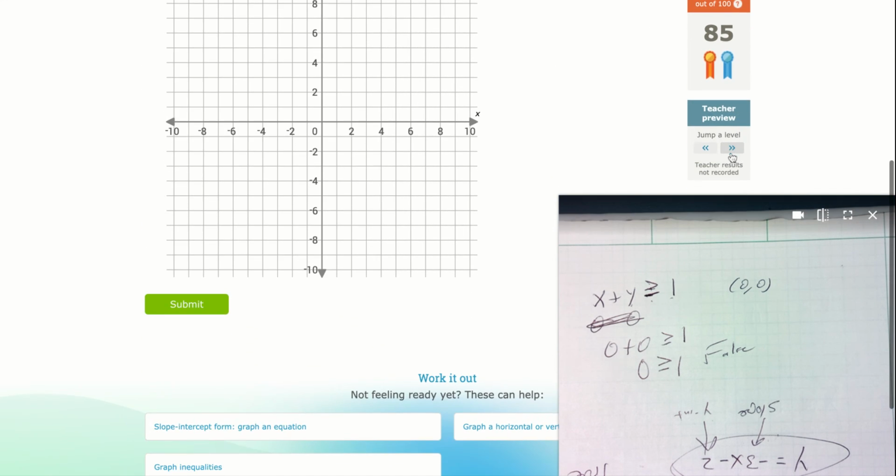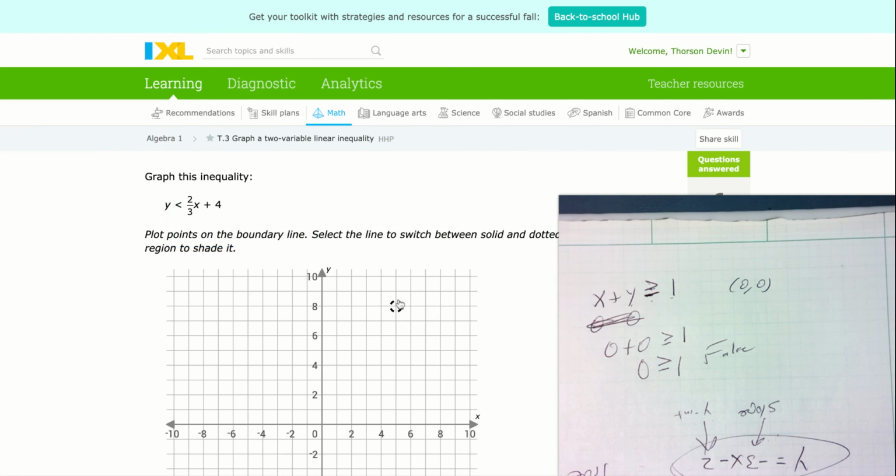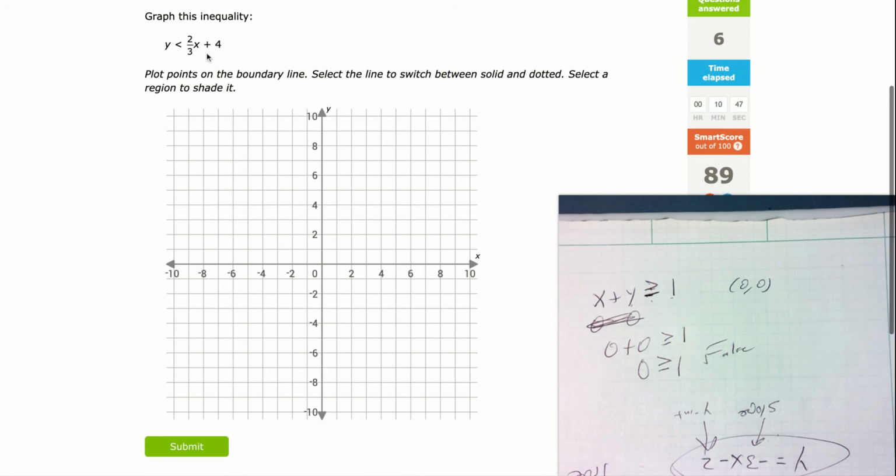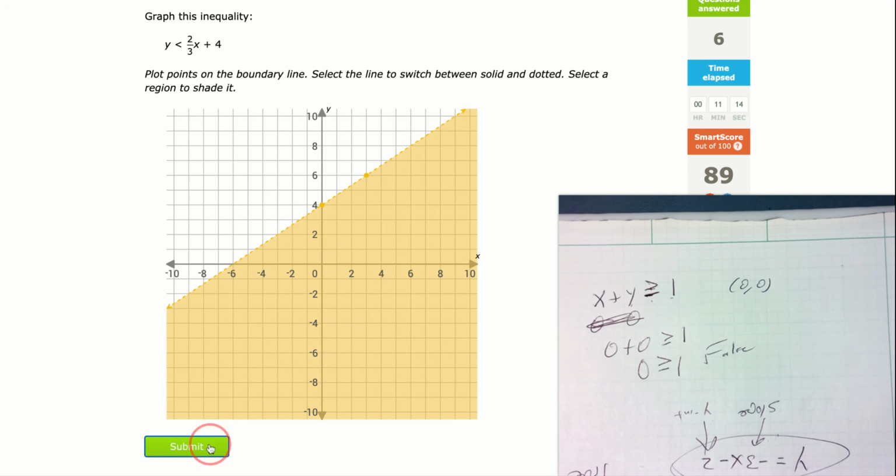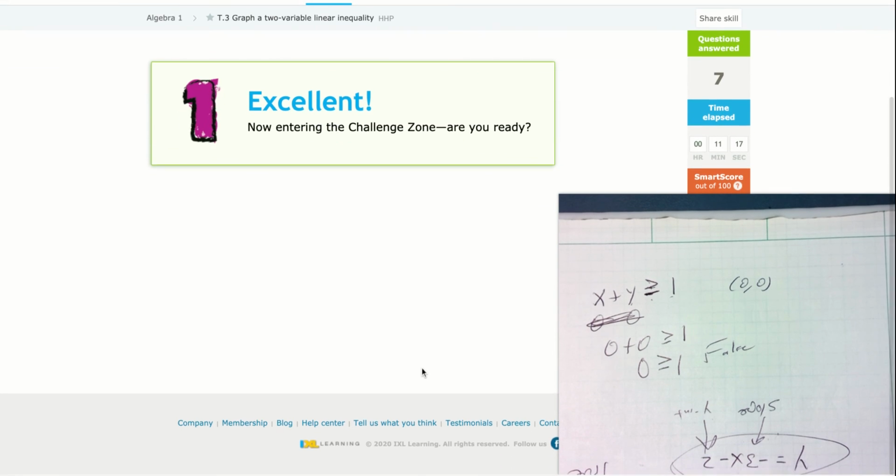Again, back to slope-intercept form. So just to show you how quick you should be able to do this, y-intercept of 4, slope of 2/3, up 2, right 3. I do not see an equal sign, so I click on the line to make it dashed, and now I'm going to plug in this 0, 0 point. So is 0 less than 4? Because what's 0 times the slope? That's 0. Is 0 less than 4? Yes, 0 is less than 4. So 0, 0 worked. So I click that side of the line, hit submit, and I did great.